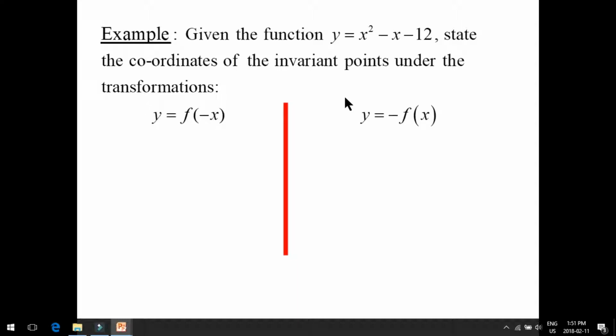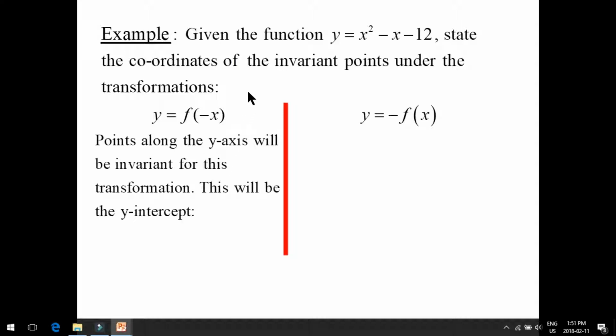Given a function, different one, state the coordinates of the invariant points, the groundhogs, if you will, under the two transformations. So let's try f of minus x. Well, x got replaced with negative x. This is what you say to yourself. x got replaced with negative x. So it's a reflection across the y-axis. Now in this transformation, points along the y-axis will be invariant. That's going to be the y-intercept along the y-axis. So we need the y-intercept of this function.